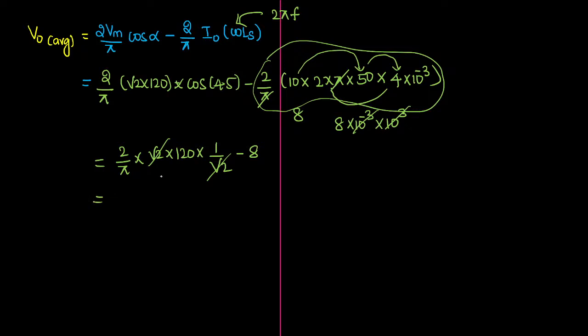Okay, sir. Next, here, let us reduce as much as possible. 2 into 120 will give you 240. Yes. So 240 upon pi minus 80. So up to this step, you have to do it by your hand only.